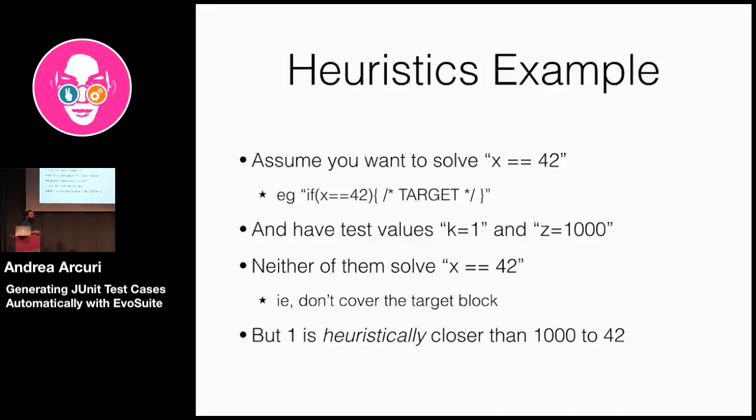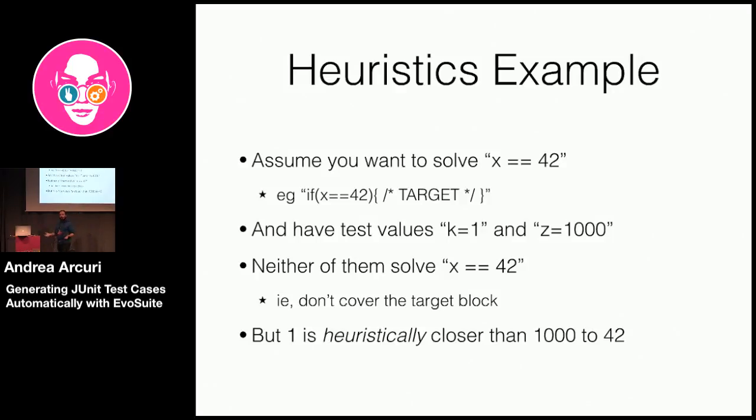So there are a lot of different types of heuristic that you can define. I'm not going to show all possible of them because there are many, many. But the simplest thing, just to make an example, is about numbers. Let's say that you have this case that you want to solve x equal 42. There is a predicate, an if statement, in which you have that extremely complex constraint, x equal 42. You can start with two random values, 1 and 1000. Neither of them solve the constraint, because only 42 solves the constraint x equal 42.